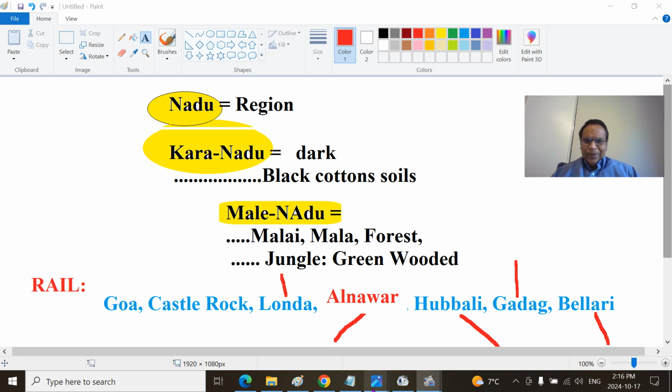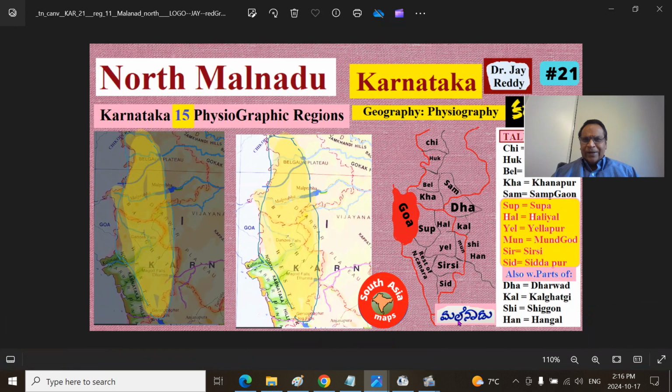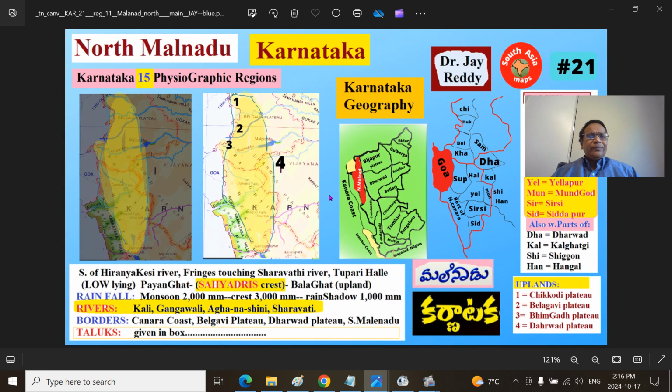Malnadu is spelled variedly, so you have to keep that in mind. We are exploring the wooded region of Karnataka, and I have discerned three different Malnadu regions.